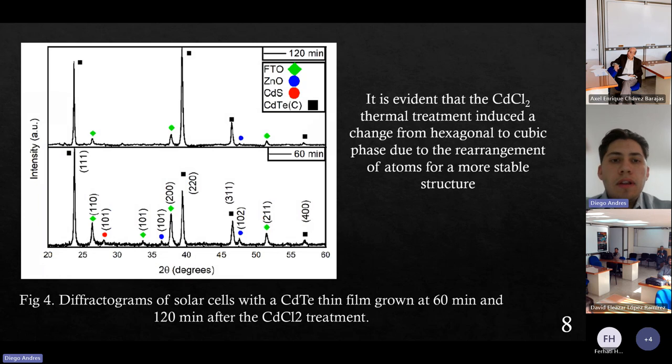And after the cadmium chloride thermal annealing treatment, we saw an induced change of phase from hexagonal to a fully cubic structure with a preferential plane of (111). This arrangement was due to the treatment, where the atoms were in a more stable structure. These two shown were for 60 minutes and 120 minutes of deposition time.